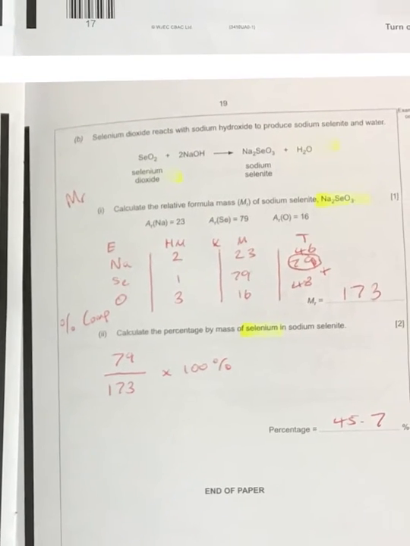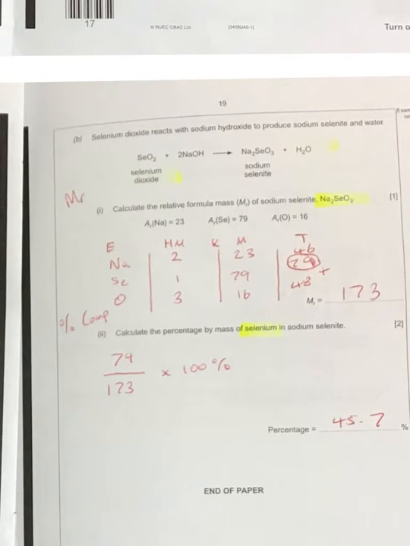Then now we've got a nice Mr question. I don't think we need to go through this. Just want to focus on this view though. Calculate the percentage by mass. That's our percentage composition. So I've got my 79 and my 173 from that table. Okay? I just wanted to say Se is selenium. So that's where I've got the 79 from.